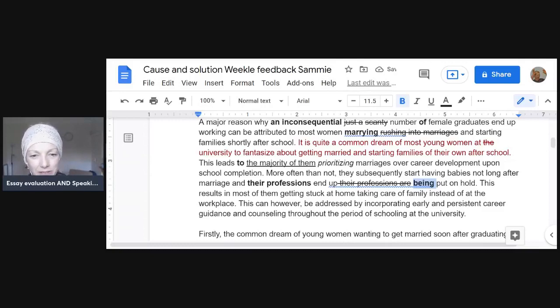This results in most of them getting stuck. We did a grammar crash course and she's got all of the grammar correct. So this results in most of them getting stuck at home by taking care of family instead of at the workplace. Well, they don't take care of at the workplace. So getting, I wouldn't say getting. This results in most of them. Getting is overused and just not very academic. Remaining, maybe. Remaining stuck at home.